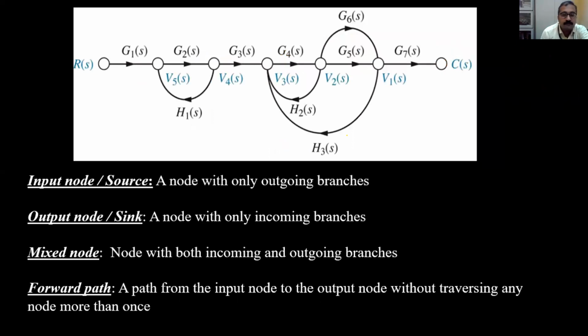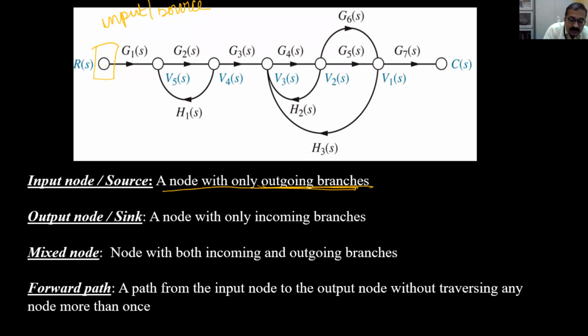Now, this is a given signal flow graph. You can see that there are many nodes, many signals, gains, etc. This node is called the input node or source node. What is an input node or a source node? One which has only outgoing branches. That is what is called an input node.